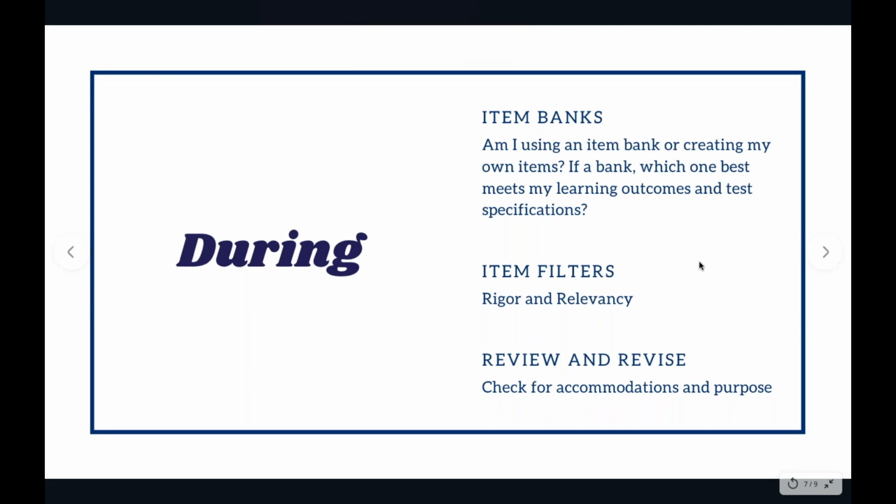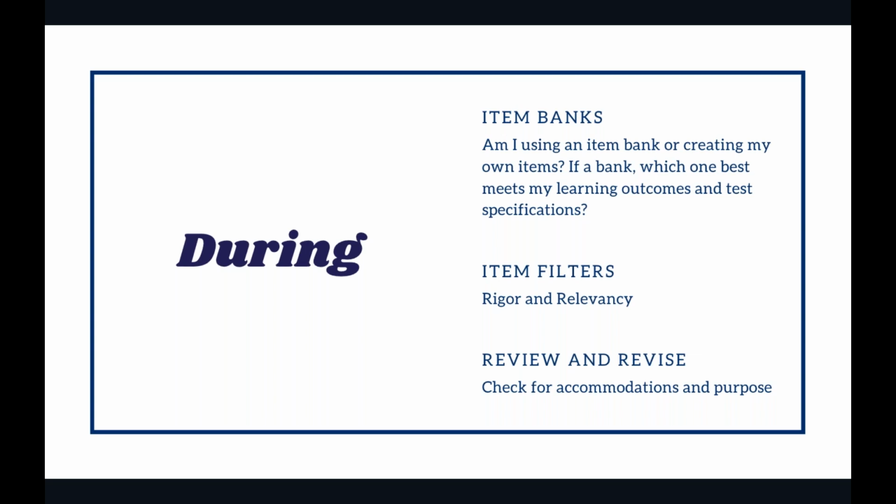So as I was modeling during that segment about looking at items, notice in Schoolnet we have several different item banks, right? And I'm going to take a second to go over those in just a minute. We're going to go back into Schoolnet. And then I also showed you those item filters, right? Looking for rigor, right? And then we're going to look at assessments, and we're going to look at accommodations and purpose.